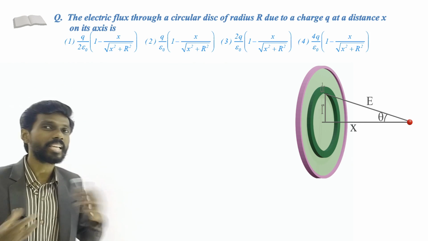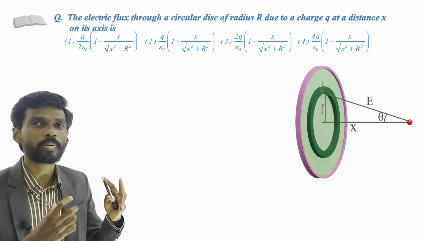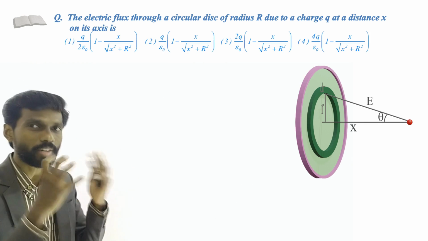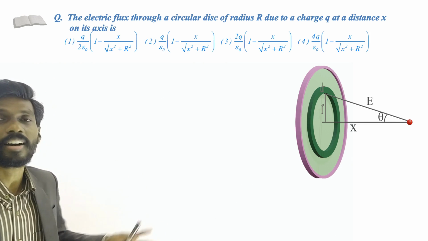So first, for a change, we will use the vector method, instead of taking the projection. You can take the projection also, the projection of the electric field in the perpendicular direction, but I will use the vector form. Both are the same. Let us use, for a change, the vector method.